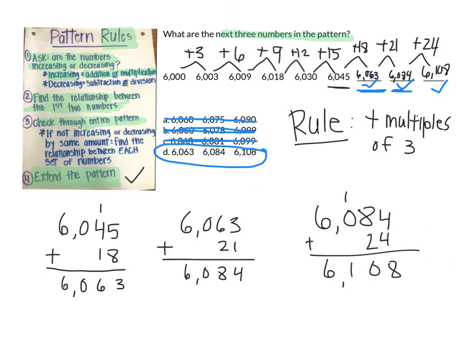All right, so we determined our rule. Our rule was we're adding multiples of 3. So the number that we added changed every time. Then we also extended that pattern by first figuring out the next multiples of 3 and then adding them.